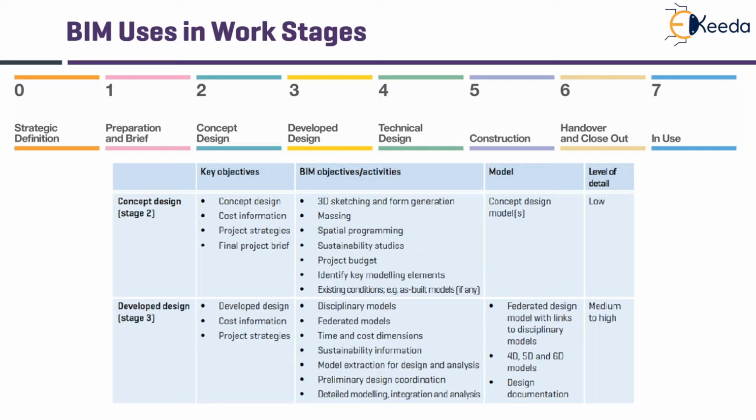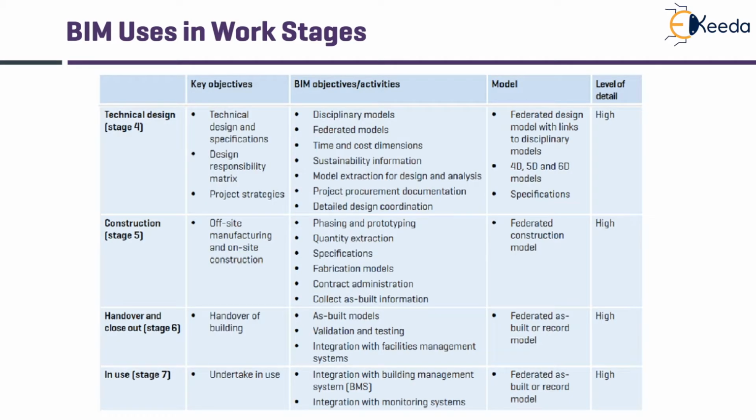time and cost dimensions may be added to this 3D model, and further details of every component is enhanced. We get a primary design coordination model, and further can be used for 4D, 5D, and 6D workings. The level of detail here can be from medium to high. In stage 4 of technical design, same model is used to extract different types of technical and design specifications. Also, analysis like structure analysis, etc., can be carried out. The level of detail here is very high.